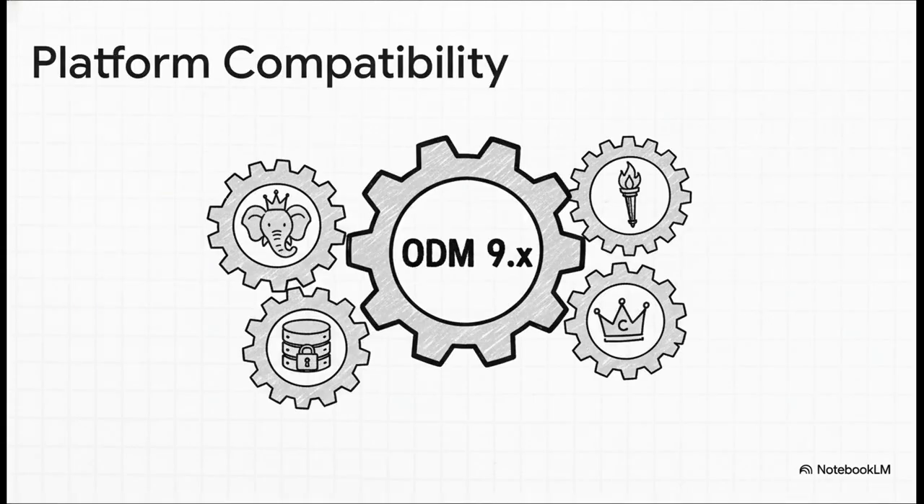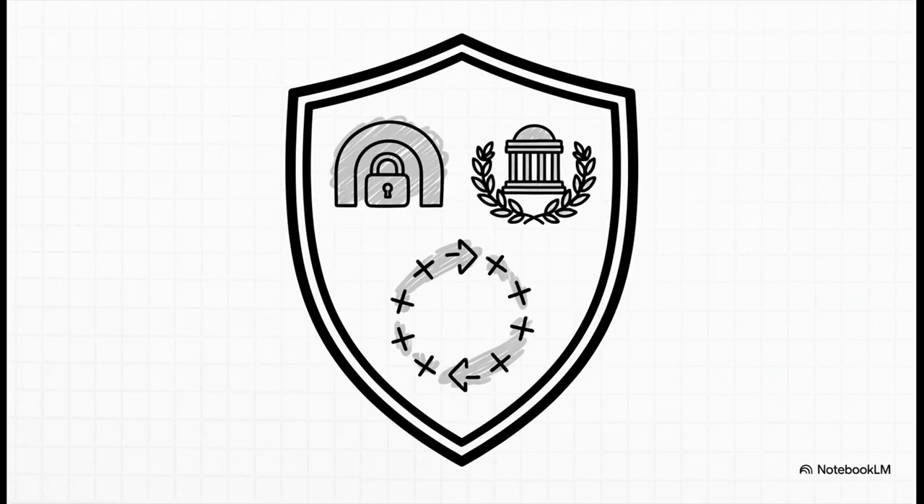And hey, it's not just about Java. Version 9 plays nice with the app servers and databases that your company is actually using today, the latest versions of Liberty, JBoss, Postgres, and Oracle. So what's the bottom line? It just means less headache and a lot more flexibility when you go to deploy. And of course, we have to talk about security, because that's non-negotiable. ODM 9.x is built on modern security standards, supporting the latest encryption with TLS 1.3. It also meets really strict federal standards like FIPS 140-3. Plus, you get that continuous flow of security patches. You're getting a platform you can actually trust.